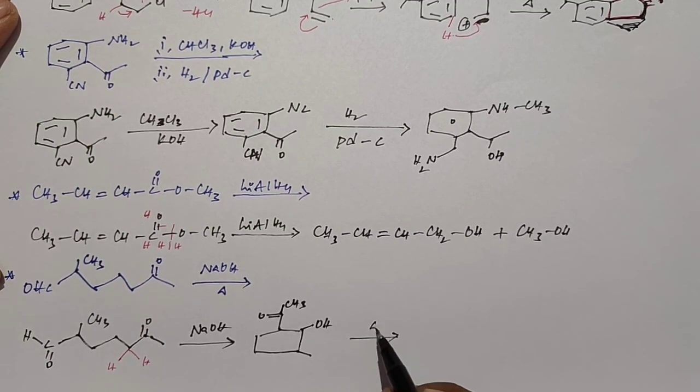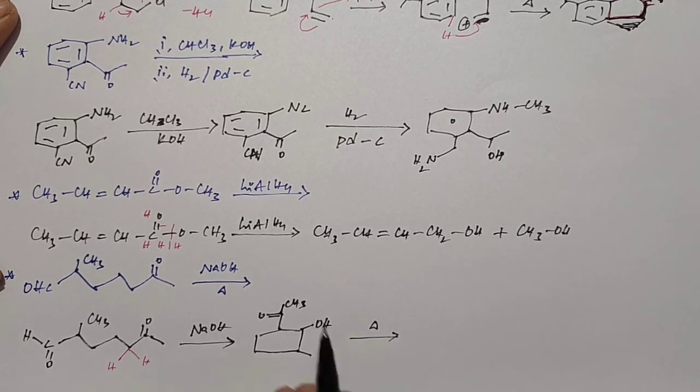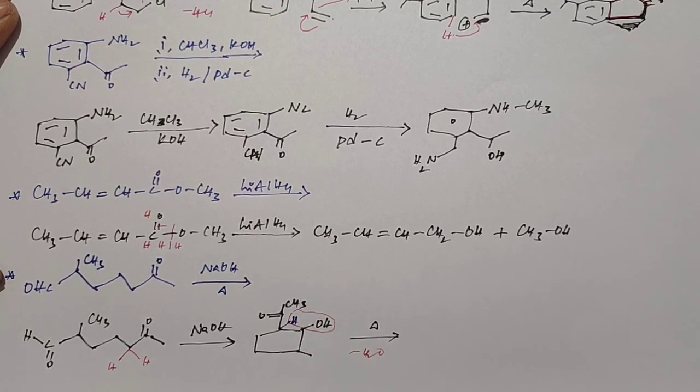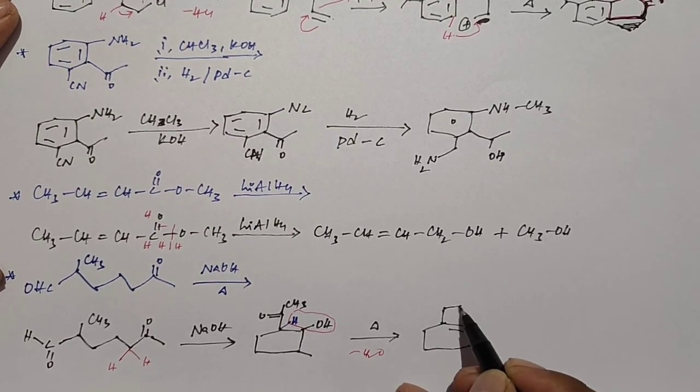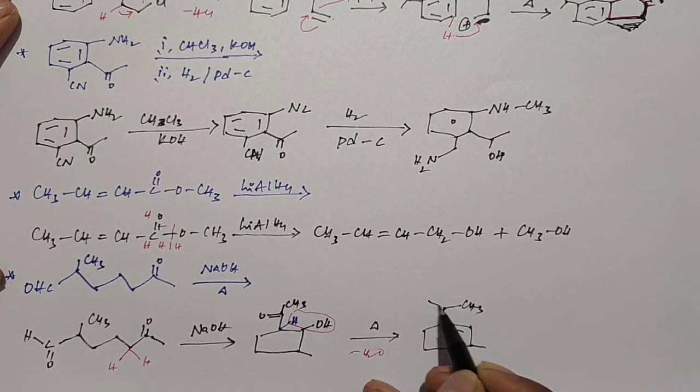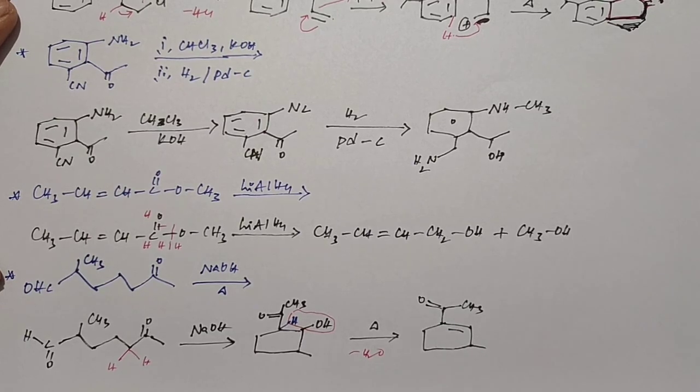After it undergoes condensation, at this carbon we have one hydrogen. This hydrogen and OH pass away in the form of a water molecule, and a pi bond develops here. So we get the final product like this. So this is the final product.